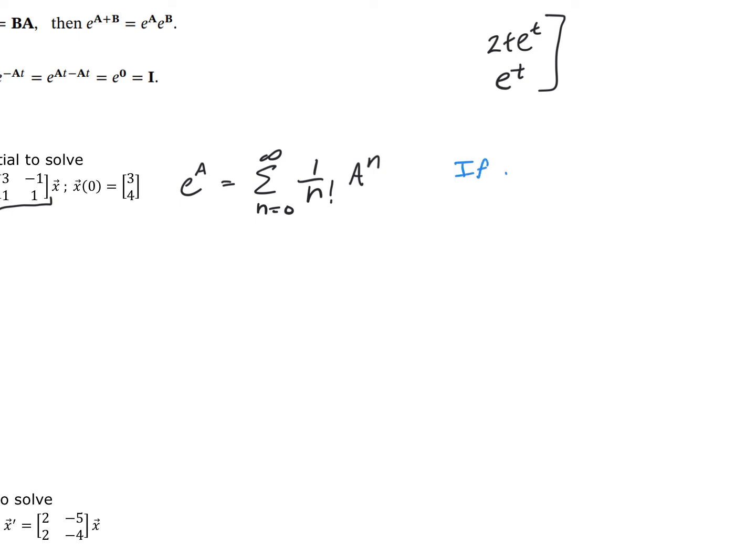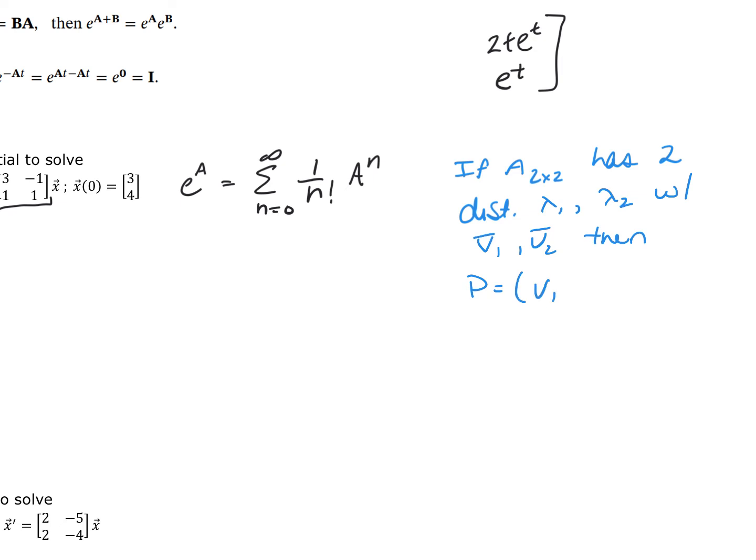If the matrix A is a 2 by 2 and has two distinct eigenvalues, lambda 1 and lambda 2, with the appropriate eigenvectors v1 and v2, then we're going to set the matrix P to equal v1 in the first column and v2 in the second column.